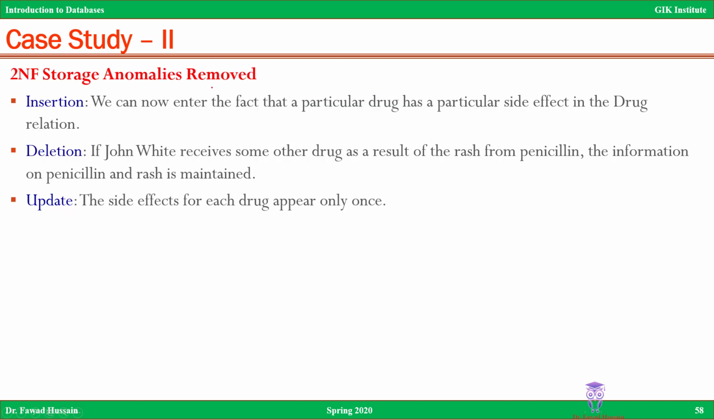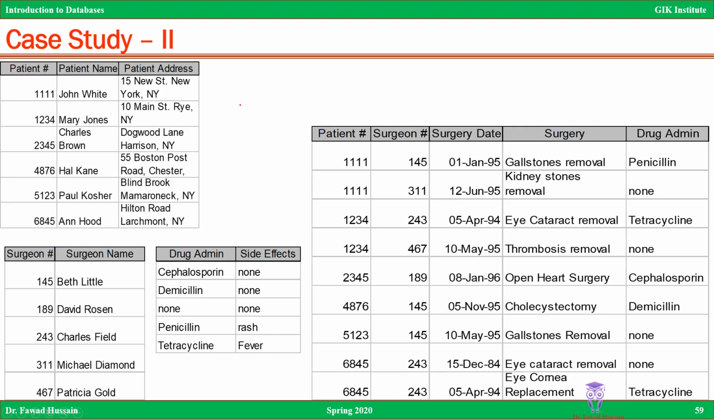So the anomalies that were removed are that we can now enter the fact that a particular drug has a particular side effect, and if somebody that was taking this drug is deleted from the database, the fact that the drug has a side effect still remains in the database. And if that side effect changes, I have to only make a single update and not throughout the entire database. So all the anomalies are now catered for, and this is the final result of the third normal form.